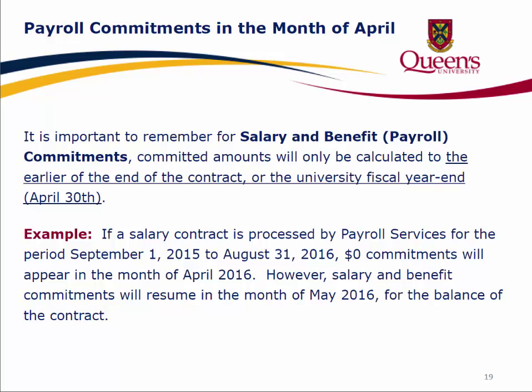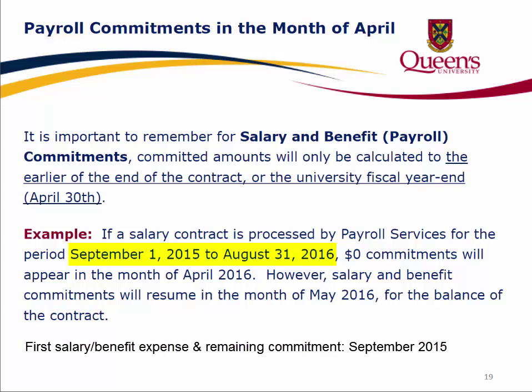It is important to be aware that for salary and benefit payroll commitments, committed amounts are calculated to the earlier of the end of the salary contract or the university fiscal year end of April 30th. For example, assuming that payroll cutoff has been met, if a salary contract is processed by payroll services for the period September 1st, 2015 to August 31st, 2016, the first salary and benefit expense will appear in the project in September 2015 once payroll is processed. The remaining commitment will also appear in the month of September.